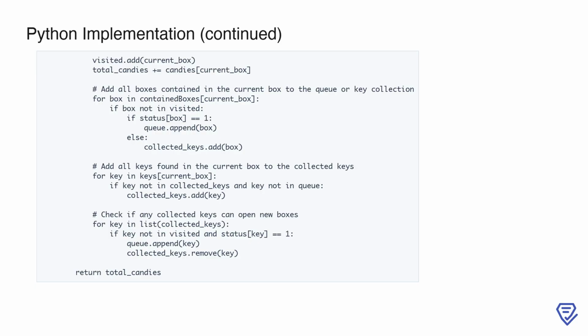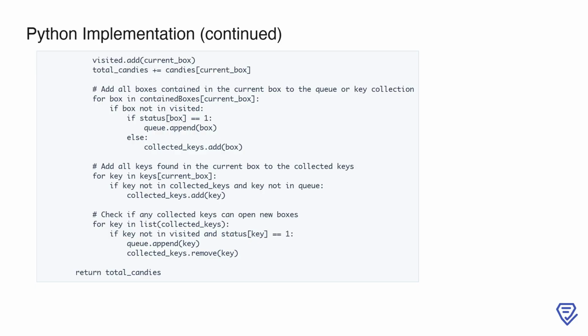After that, we process the keys found inside the current box. For each key, if it's not already in our collected_keys set or currently in the queue, we add it to collected_keys. This ensures we keep track of all the keys we find as we explore the boxes. Finally, we check if any of the keys we've collected so far can unlock new boxes. For each key, if it corresponds to a box that hasn't been visited and is unlocked, we add that box to the queue and remove the key from collected_keys, as we no longer need it.